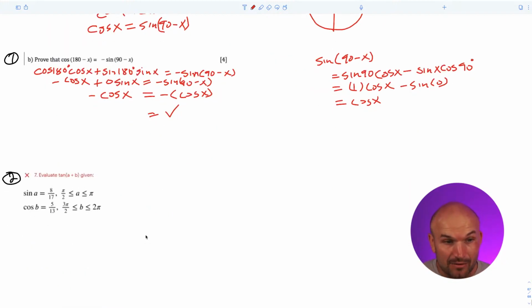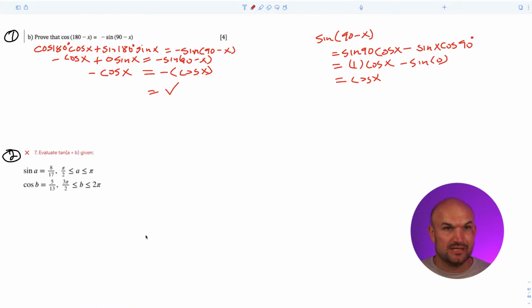All right, now let's go ahead and do one with tangent. Now this one's completely different because they're giving us our angles. So they're giving us an alpha and a beta, and they're giving us some ratios using trigonometric functions, sine of A and cosine of B.